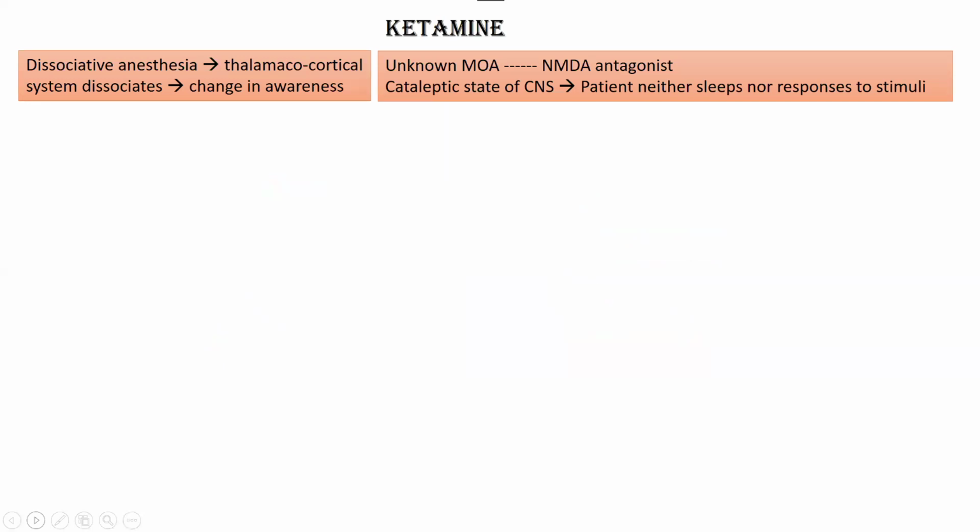The first thing is ketamine is a dissociative anesthesia. That means it disrupts the thalamocortical system, and through that, it causes change in the awareness. At some places, it is said that the mode of action of ketamine is unknown, but in other areas, it is also referred to as an NMDA receptor antagonist, which causes a cataleptic state of central nervous system where the patient neither sleeps nor responds to the stimuli. So you can perform the surgery using ketamine.